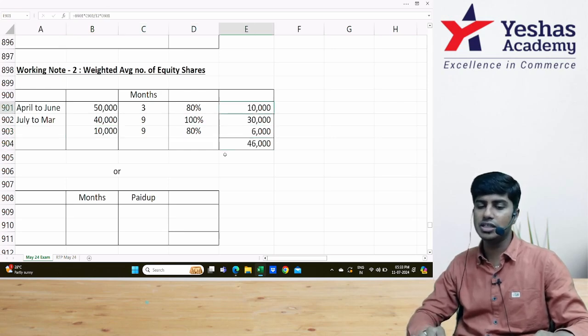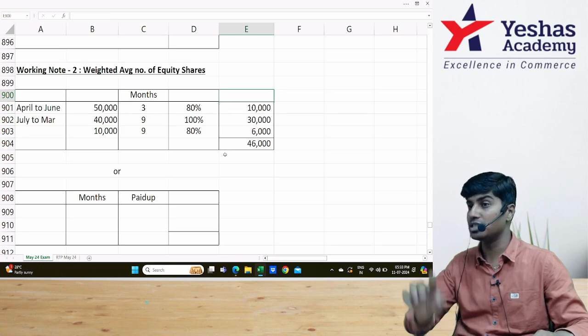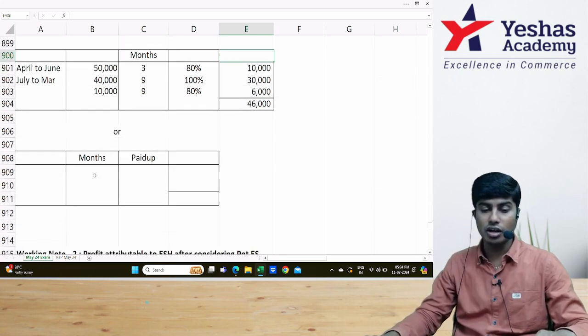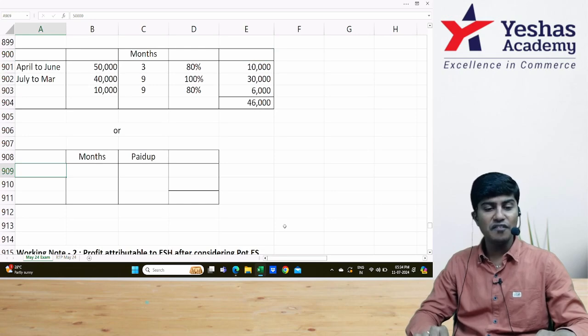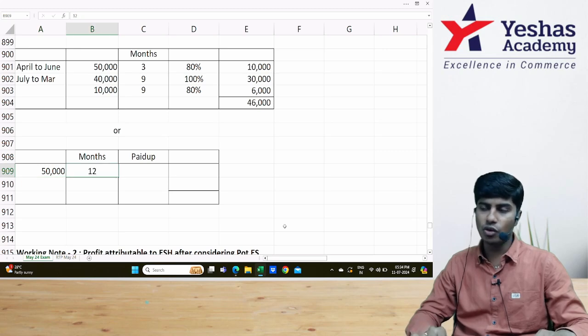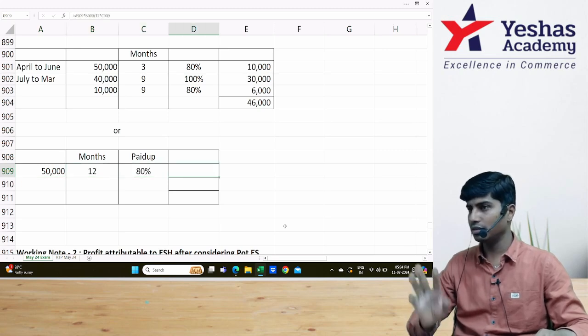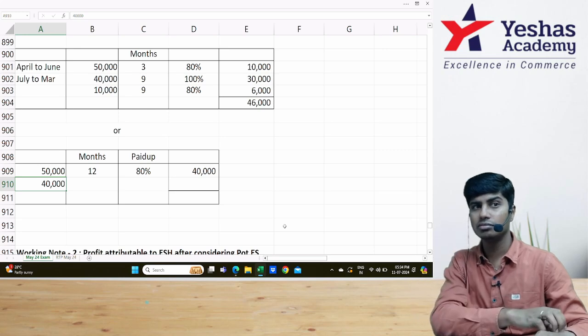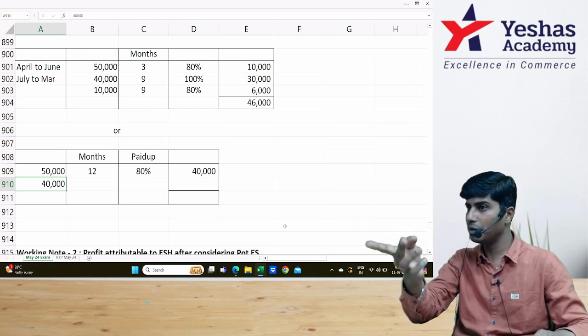Add them. You get 46,000 to be the weighted average number of shares. This is for basic EPS. Or you can do this slightly differently. 50,000 shares, whichever are there, for the full year, they would be 80% paid up. Correct or not? Against this, 40,000 shareholders further pay 20%. 10,000 shareholders don't pay. 40% pay.